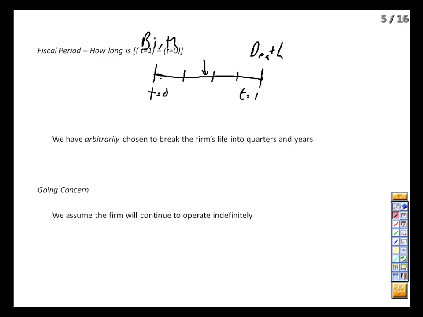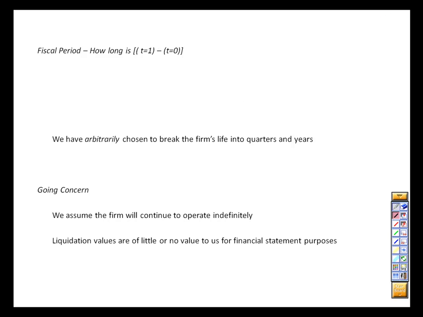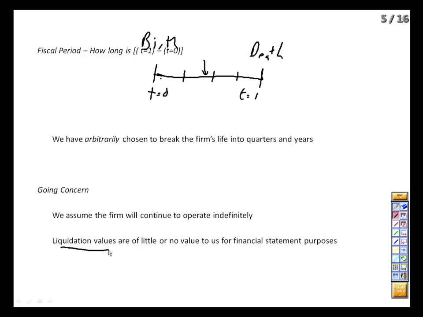The going concern assumption says that we don't care about that loss of value. It just doesn't matter to us. Why? Because we're not planning on selling it. Its liquidation value is of no importance to us.